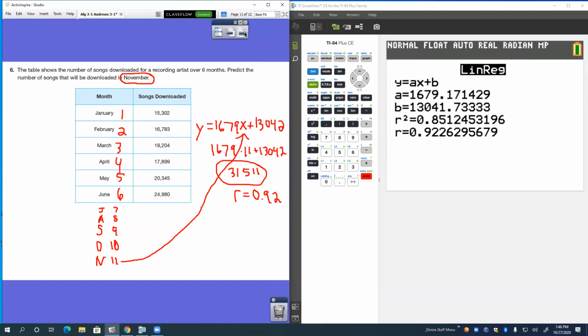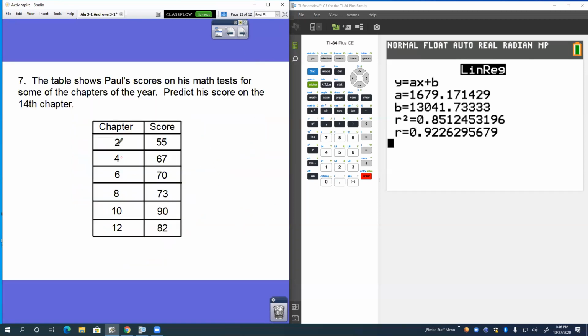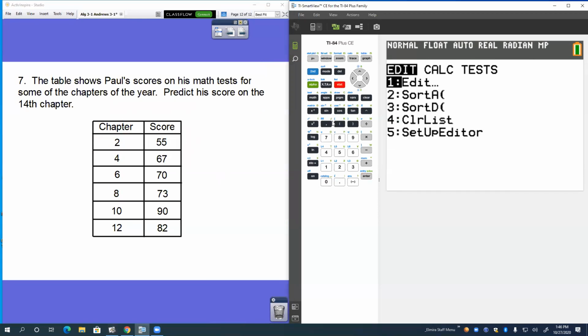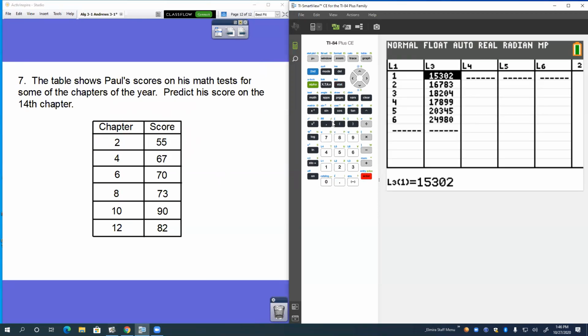All right, we're going to do one more. So in this one is a little bit different. Now, normally when you have like months or things like that, you're going to start with 1. But sometimes because of how the question is worded, you're just going to use the numbers that are actually there. Here we're talking about chapters of a book. So we're not going to start with 1. These are the actual numbers that you are going to type into your L1.